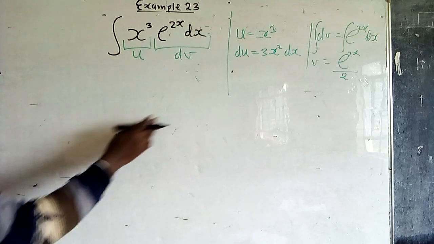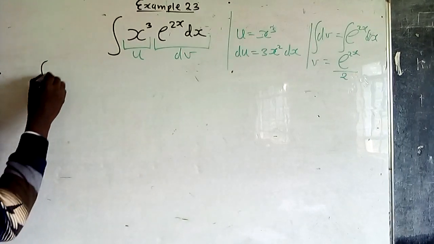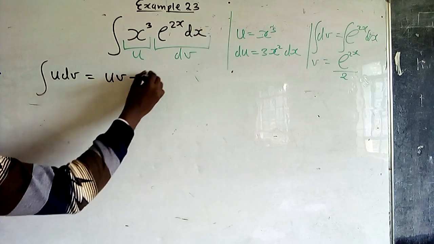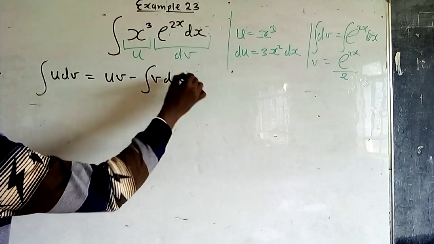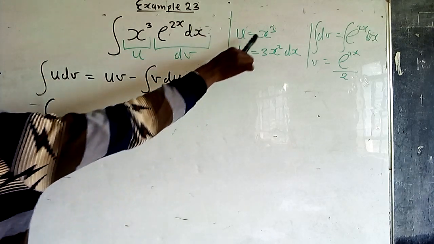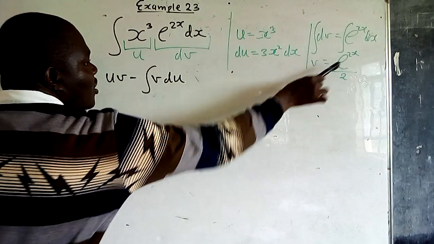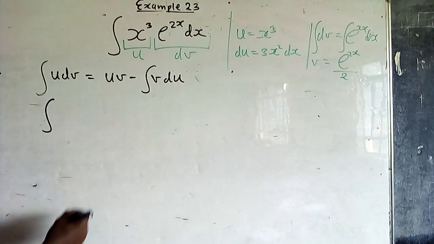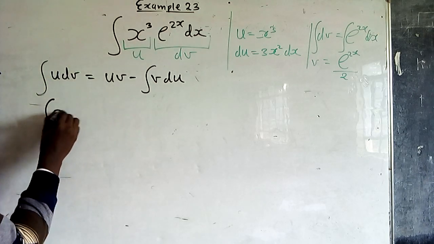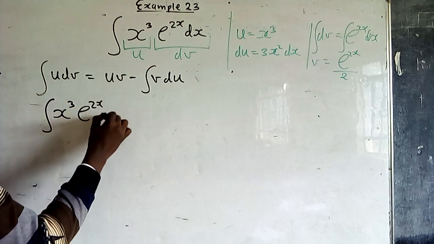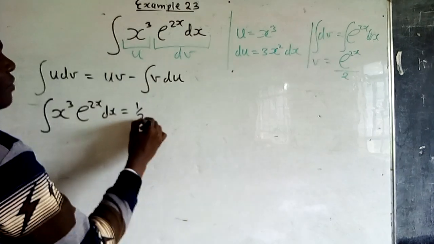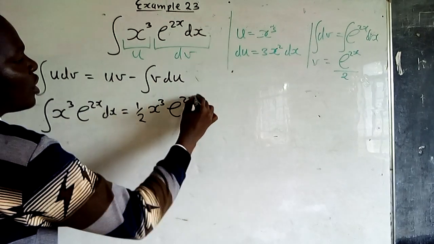So you now come back. You know if you have the integral of u dv, you're supposed to get uv minus integral of v du. Then start substituting. What is your uv? U times v. U is x cubed, v is 1 over 2 exponential 2x, isn't it? Yes. If you multiply them, the original problem, x cubed exponential 2x, is equal to uv. So multiply u times v, you get a half x cubed exponential 2x.